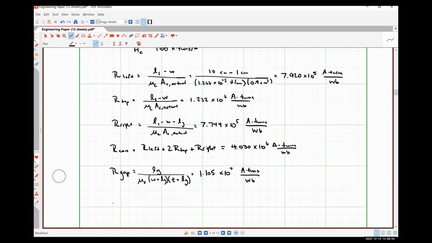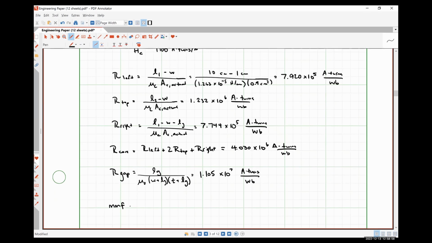And from this, I can say that my MMF is going to be flux times my reluctance. So this is going to be the reluctance of the core in series with the reluctance of the air gap. And I get a MMF of 1,855.353 amp turns. So that's how much MMF I need to supply.